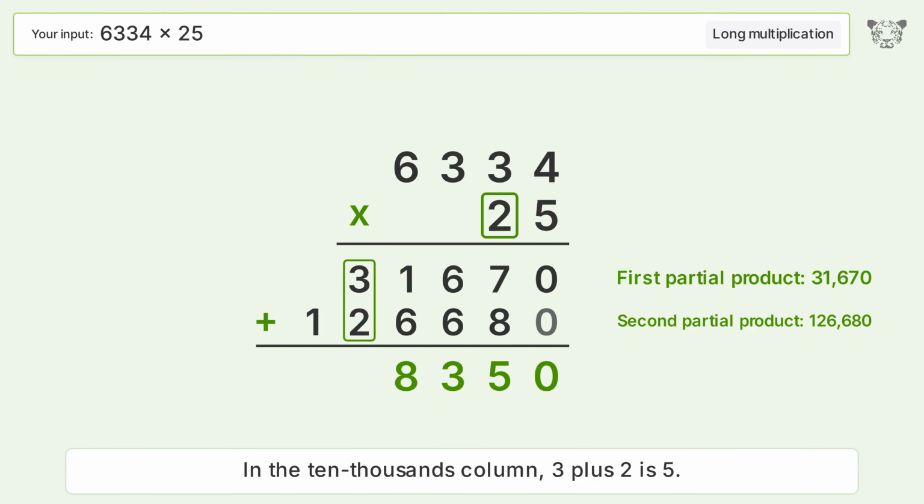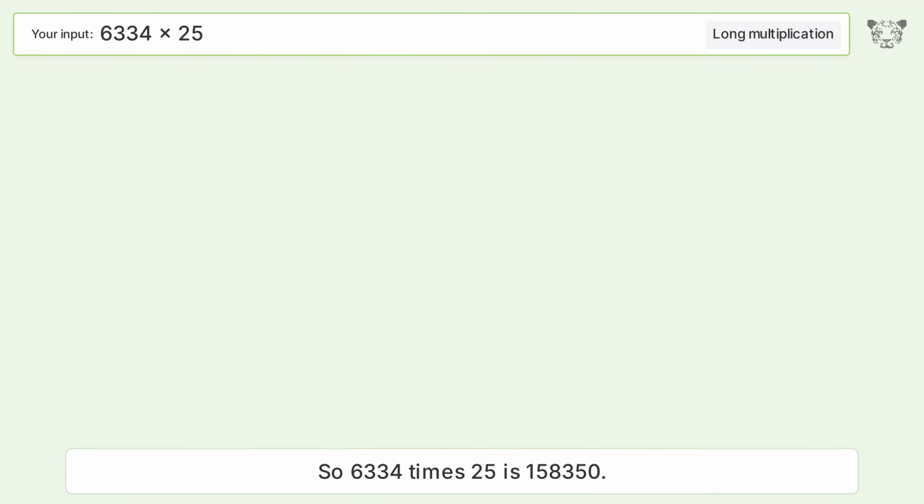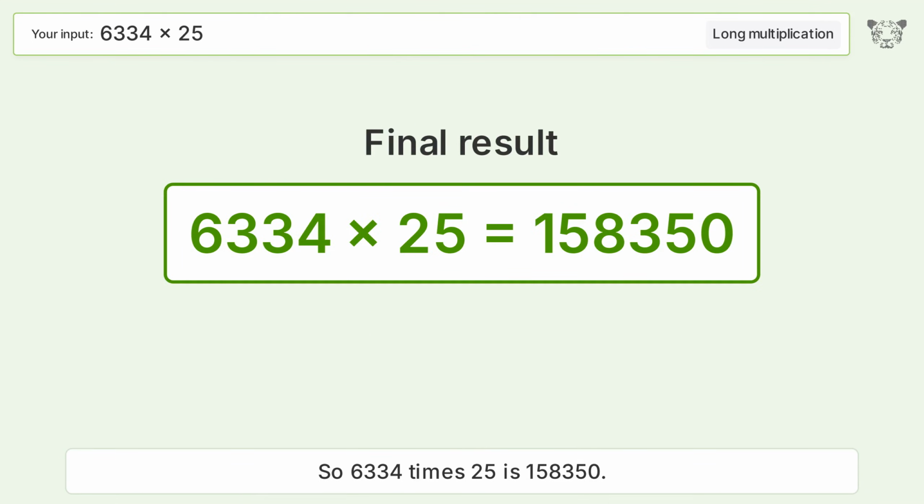In the ten thousands column, 3 plus 2 is 5. In the hundred thousands column, bring down 1. The whole product is 158,350. So 6,334 times 25 is 158,350.